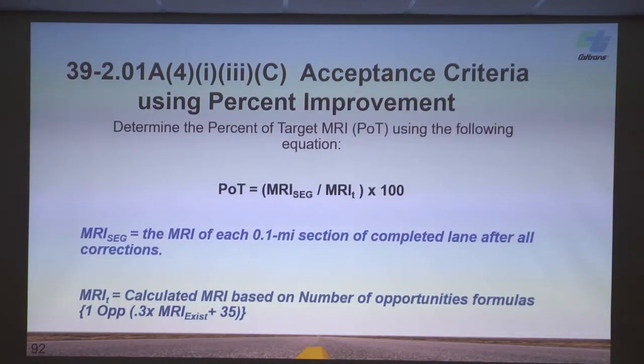Okay, so the percent of target, there's an equation for that. We calculate that target value, and then we look at our MRI segment. We call that the final MRI value. It's just one number divided by the other. If I had a target of 100 and I paved to 75, I'd have 75% of target. I'm going to get my full incentive.